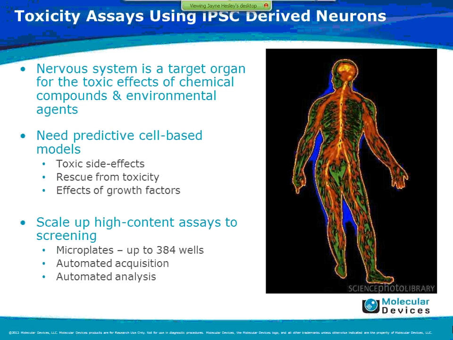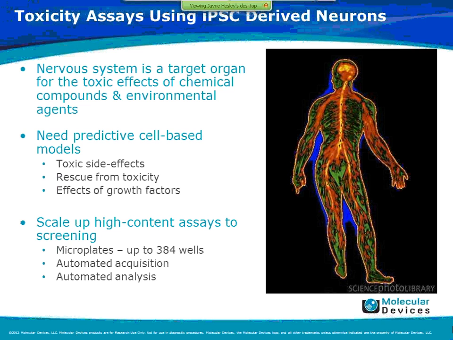I'm going to talk about some toxicity assays that we've done at Molecular Devices using the iCells from Cellular Dynamics. As Susan already gave you a good background about the nervous system and neurons being a target organ for toxic effects of a lot of chemical compounds, we know that there's a need for predictive cell-based models to test things such as the toxic side effects of drugs, or maybe rescue the neurons from toxic effects, or look at the effects of different growth factors.